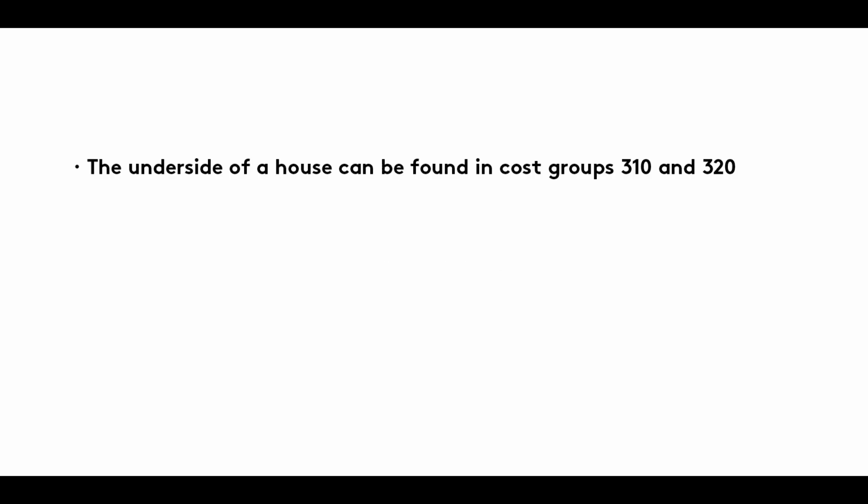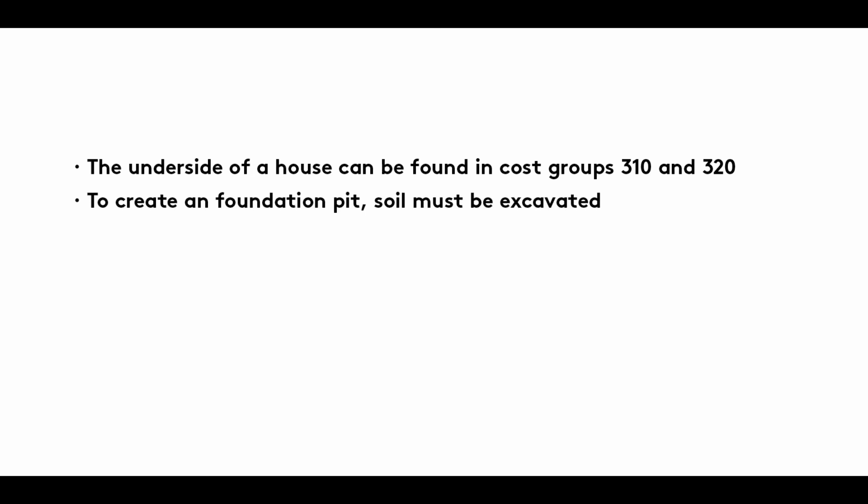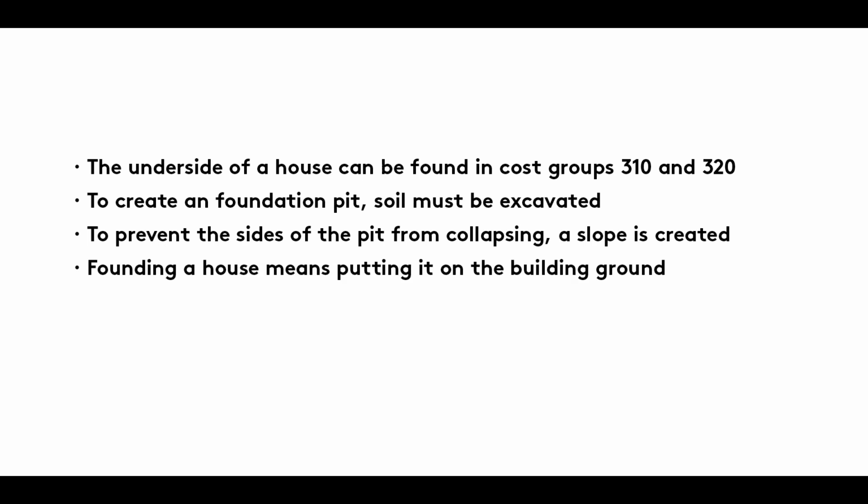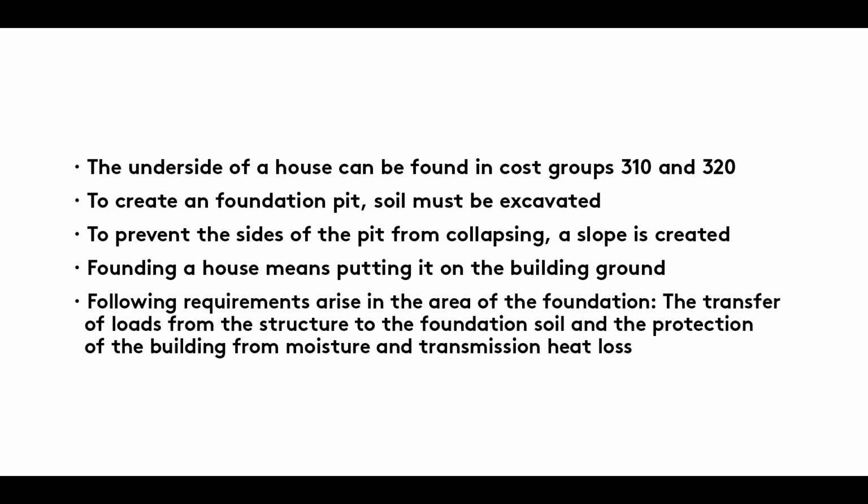Summary. The underside of a house, that is its foundation pit and foundations, can be found in cost groups 310 and 320 respectively. A foundation pit is a hole that is dug in the ground and in which a building is then constructed. To do this, it's necessary to excavate earth. To prevent the sides of the pit from collapsing, a sloping or banked edge is created. The contact surface between the foundation elements of a building and the ground is a critical interface at which building loads have to be transferred from the superstructure to the ground. In addition, the building must also be protected against damp and transmission heat loss.